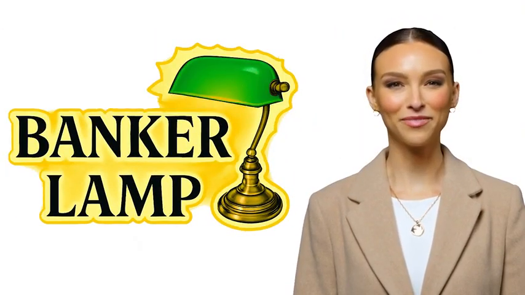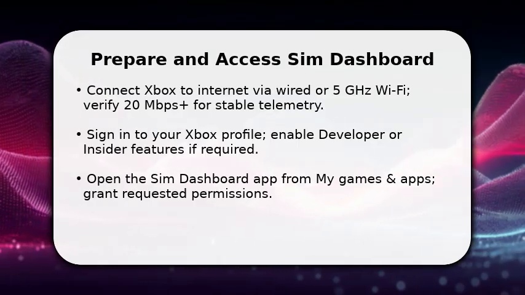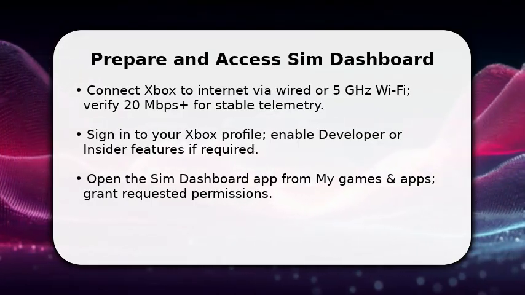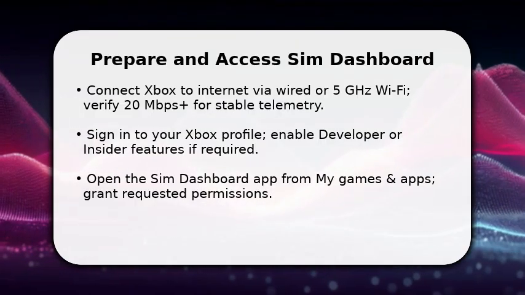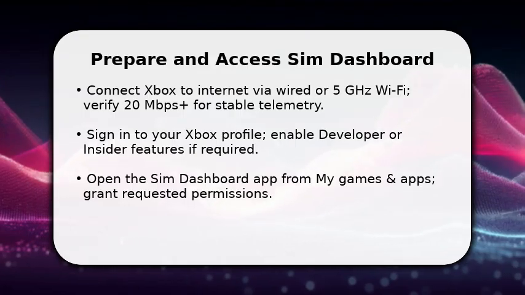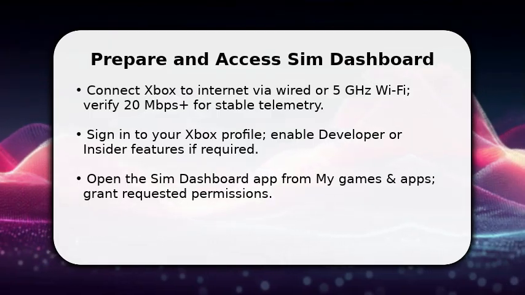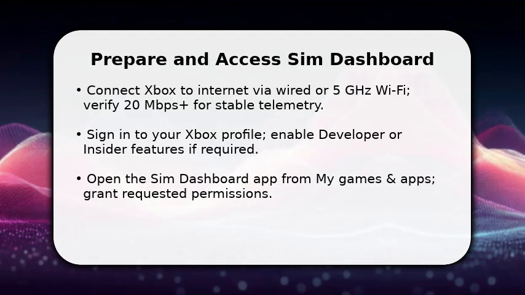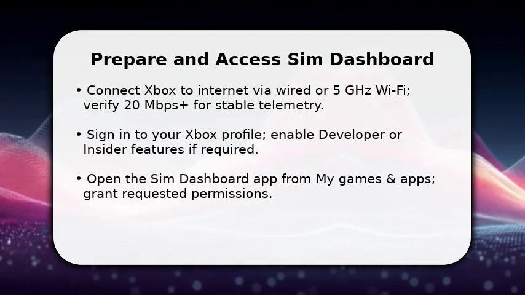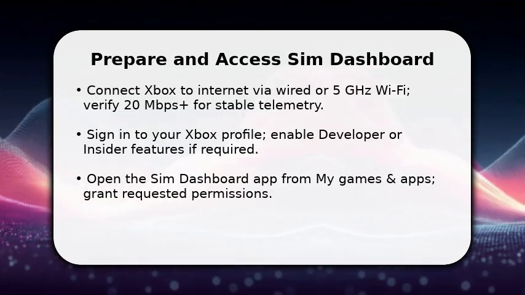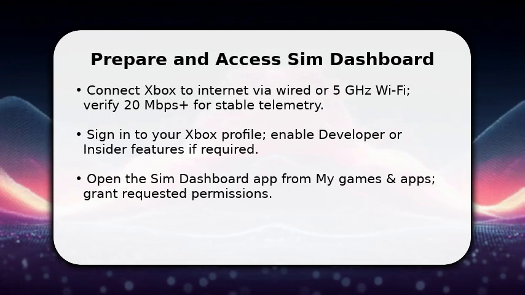Please enjoy the video. You'll start by getting the console and account ready. Connect your Xbox to a reliable network, wired or 5 GHz Wi-Fi, so telemetry and assets stream smoothly. Sign in with the profile you use for the SIM and enable any developer or insider toggles the dashboard requests. Those let advanced panels and overlays appear. Once done, launch the SIM Dashboard app from My Games and Apps and accept permissions. This gets the dashboard talking to the simulator and prepares the next configuration steps.